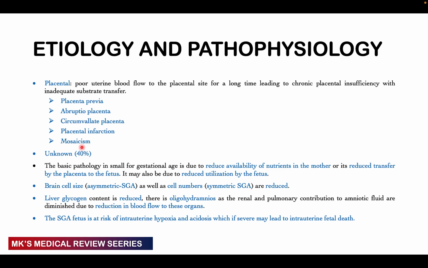So remember that liver glycogen content is often reduced, and there's going to be some oligohydramnios because the renal and pulmonary systems are affected, and these are going to be contributing to amniotic fluid. So there's going to be a diminished blood flow to these organs. Remember, most of the amniotic fluids in the later phases of pregnancy are going to be mostly urine. So you have the small for gestational age fetus, which is at risk of intrauterine hypoxia, acidosis, and this may actually lead to intrauterine fetal death.